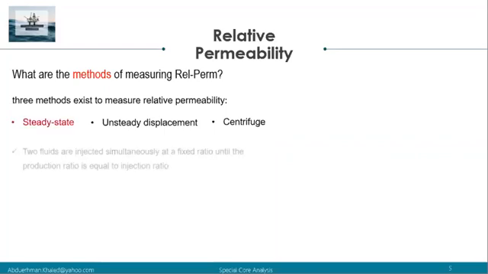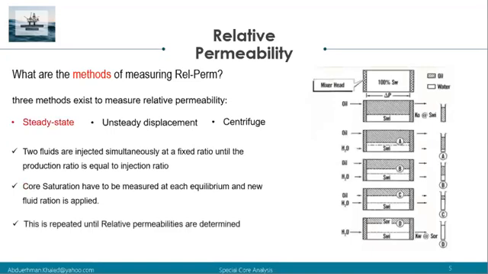Starting with the steady state experiment, we start with 100% water saturation, and then we inject the two phases at the same time, both the non-wetting and the wetting phases, at different flow rates. The flow rate of one phase is increased while the other is decreased gradually. At each rate change, the pressure drop and the saturation are closely monitored. So we monitor the pressure and we monitor the saturations.